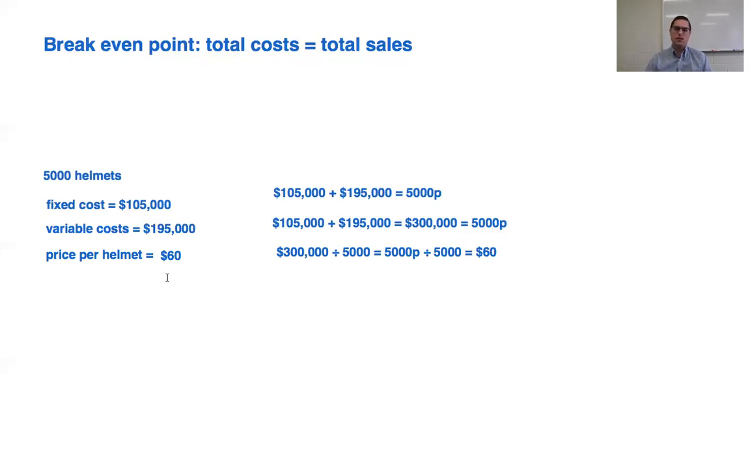So if they charge, let's just say $70 per helmet, that's going to give them $10 of profit per helmet. So they're going to have a total profit on these helmets, if they charge $70 a piece, of $10 times 5,000, or $50,000. So $50,000 profit if they charge $10 more than the break-even price. So that's problem number one.